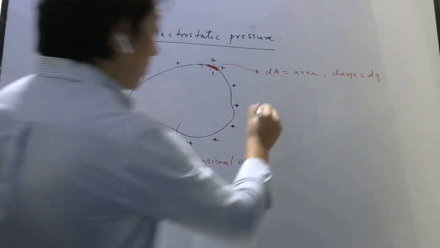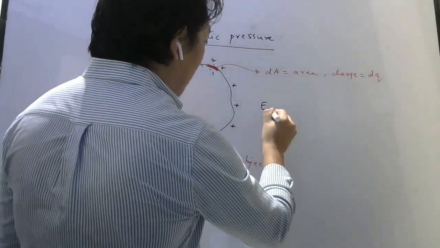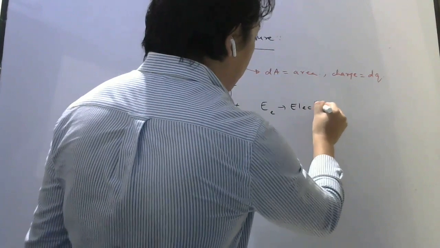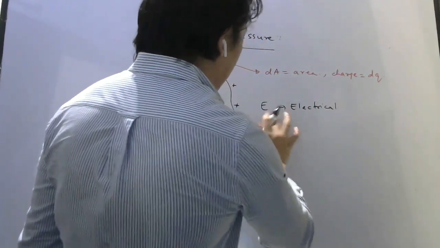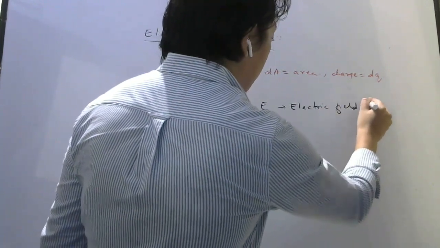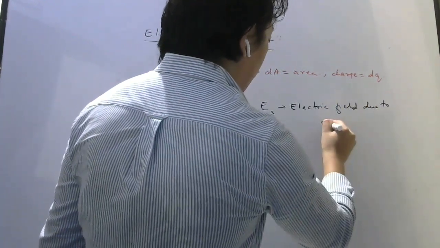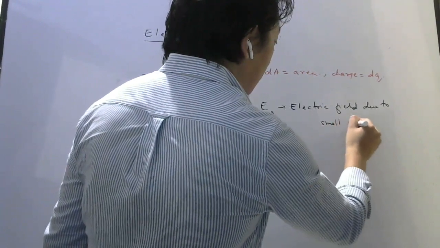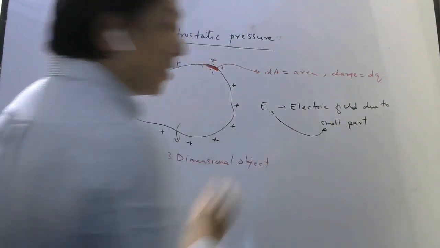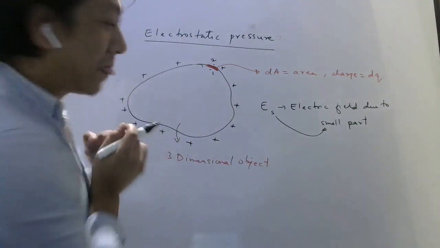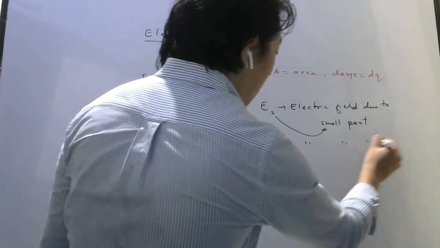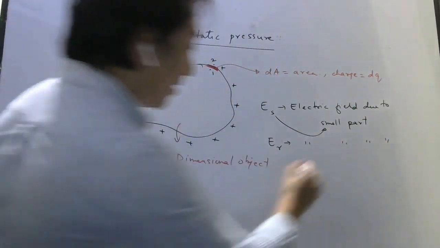So let us name them. Let me write ES, electric field due to small part. So S here means small part. That way let us create our own symbols, right? And ER is electric field due to, what do you think this R is for? Remaining part.